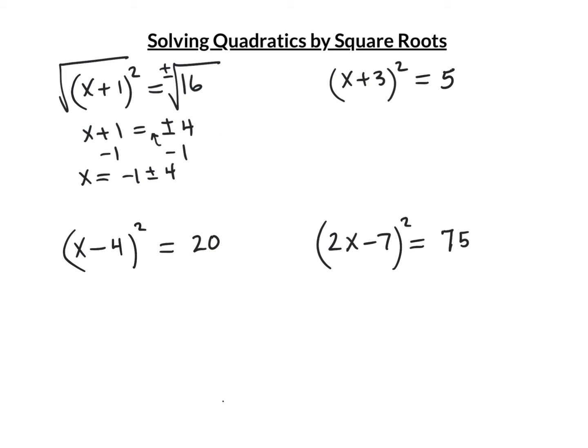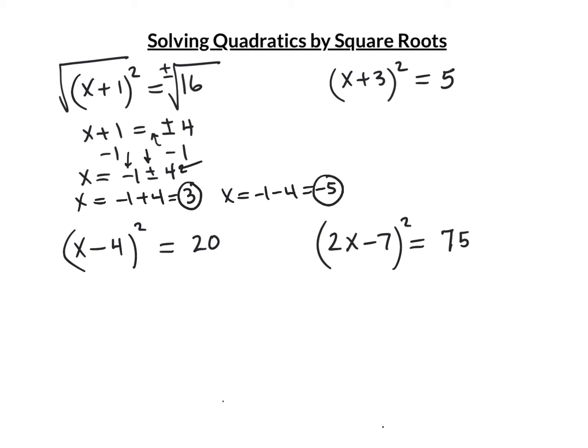My answers will be x will equal negative 1 plus 4, and x will equal negative 1 minus 4. Negative 1 plus 4 and negative 1 minus 4. Simplify those two answers. You get 3, and negative 5.